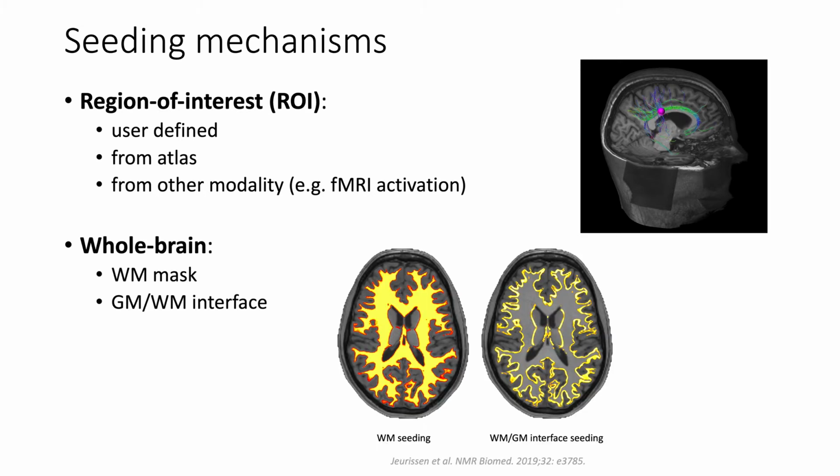An alternative to region of interest-based tracking is the use of whole brain tractography. Whole brain tractography can be achieved either by seeding from all white matter voxels or by solely seeding from those white matter voxels that are close to the gray matter interface, as this is where the fibers are known to originate from.